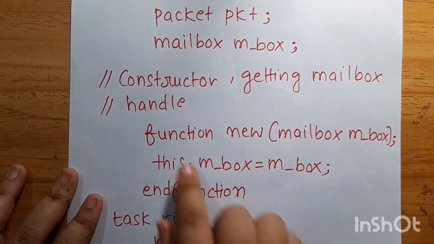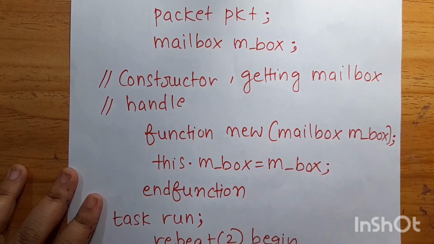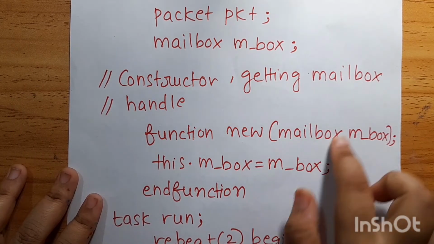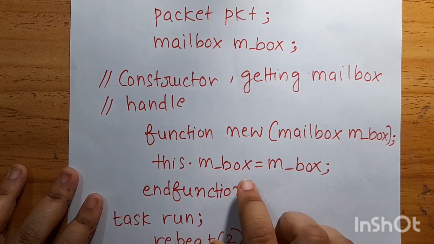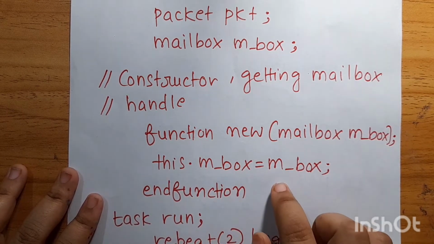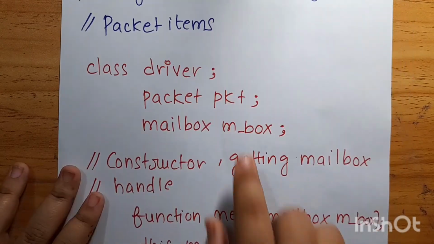So for that purpose, I have the function new. Inside the parenthesis I have the reference to the mailbox, mbox; semicolon. this.m_box is equal to m_box; semicolon, end function. A new function in order to construct the mailbox.